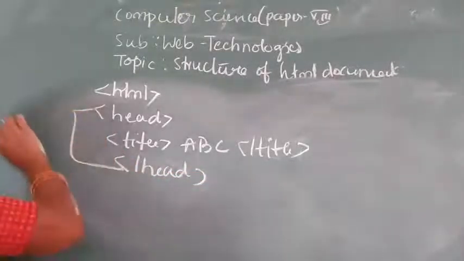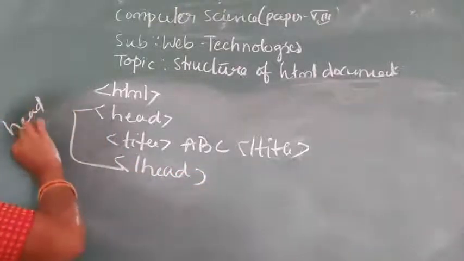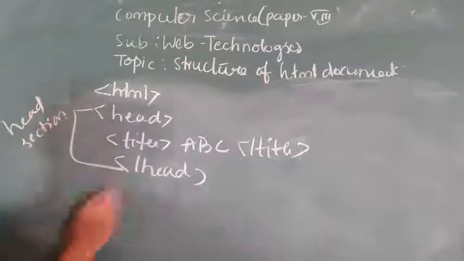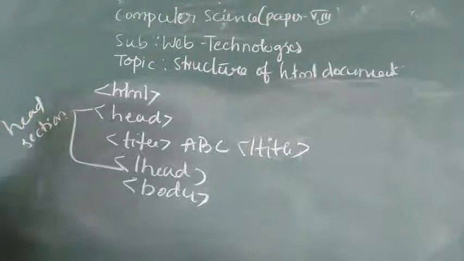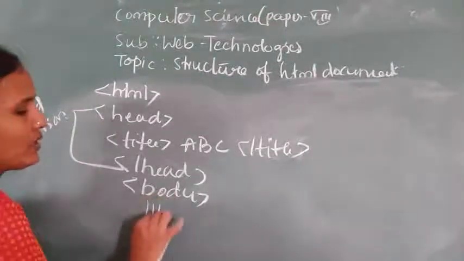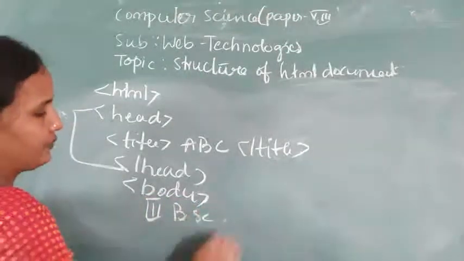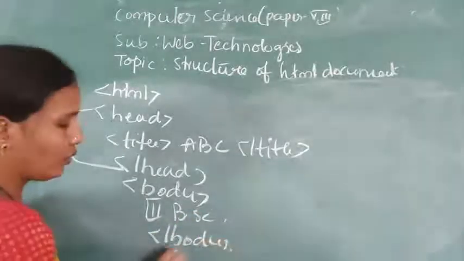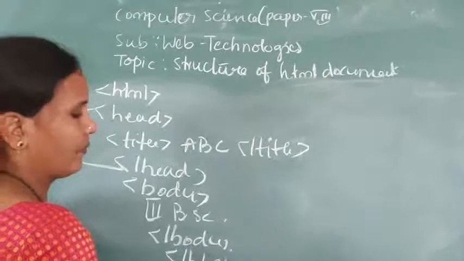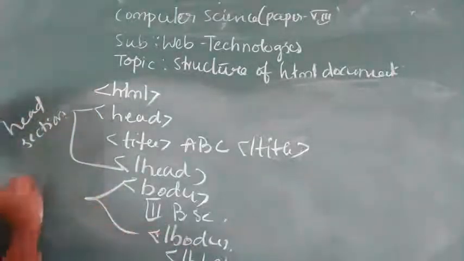After closing the title, close the head section. This is the head section. Next, start the body section by using the body opening tag. Here what I have given, third BSc. Close the body section. At last, you close the HTML section. Okay, this is the body section.